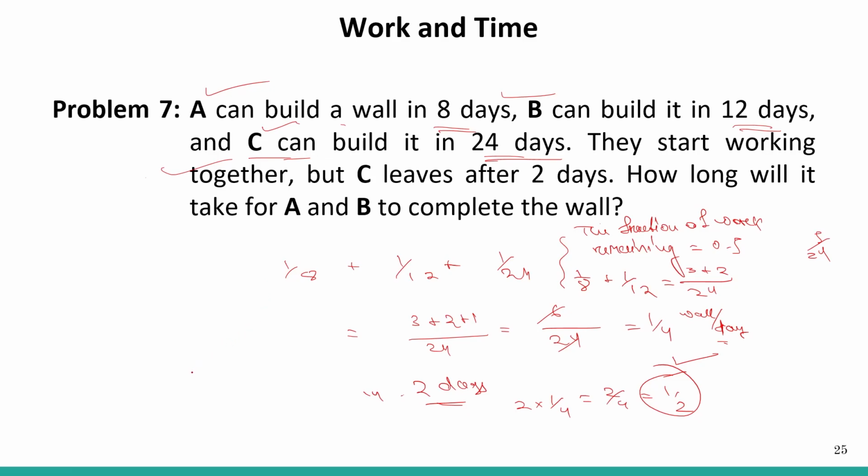So how to calculate the time needed? Extra time needed is equal to the amount of work remaining, that is 0.5, so 1 by 2, divided by A and B's combined work rate, that is 5 by 24. So this is nothing but equal to 24 by 10, so 2.4 days. Okay, 2.4 days it will take for A and B. Extra 2.4 days to complete that work.